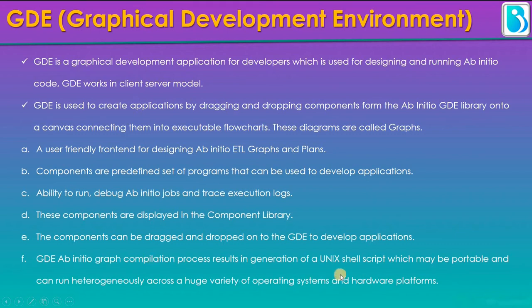The GDE Ab Initio graph compilation process results in the generation of a Unix shell script, which is portable and can run heterogeneously across a huge variety of operating systems and hardware platforms. The code which we develop through GDE, once we save it on the server, will be converted into a shell script, so that shell script can be run on that server, and if required it can be copied to any other server and run from there. It's just portable code which we will be developing through GDE.